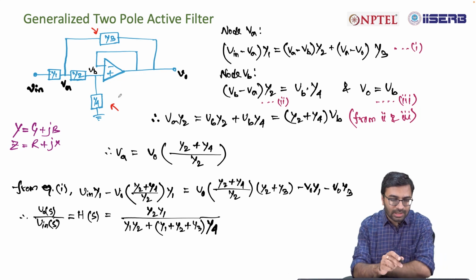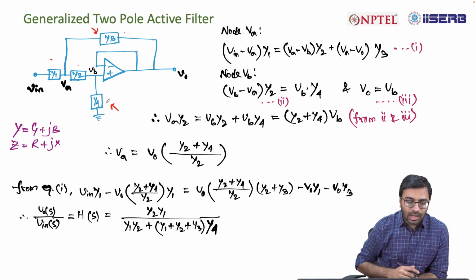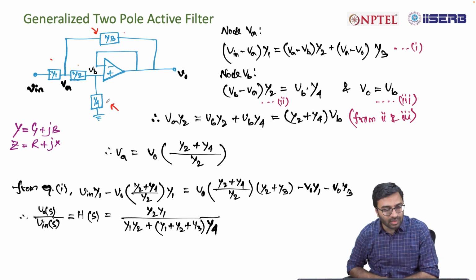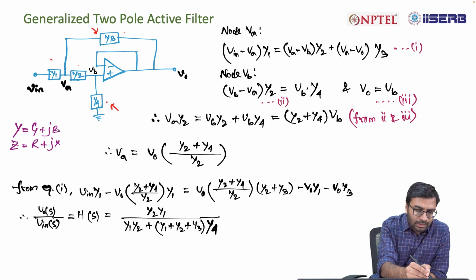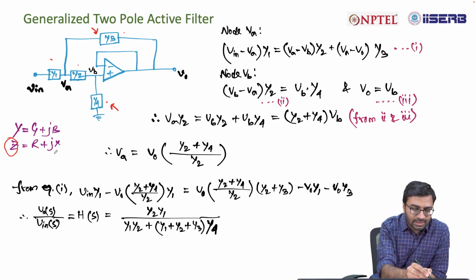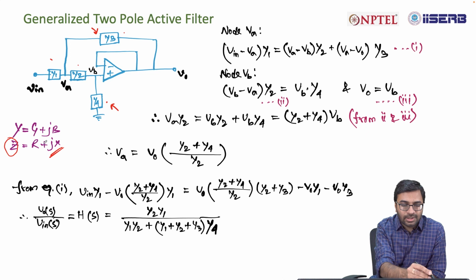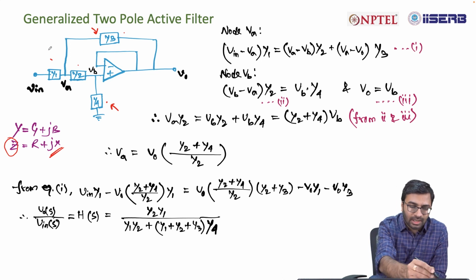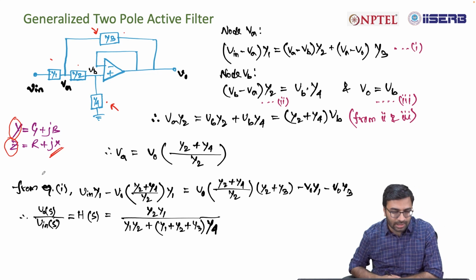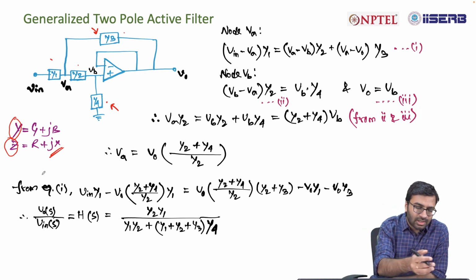Now in case of the generalized filter, as it is shown over here, Y1, Y2, Y3, Y4 are 4 different components, where Y is equal to G plus jB, which is nothing but the reciprocal of Z, that is impedance, R plus jX, that is how we define. But if you express the entire circuit in terms of Y, the equation looks much simpler. That's why we are expressing Z in terms of Y, but it's just the reciprocal, right? Y is equal to 1 by Z.